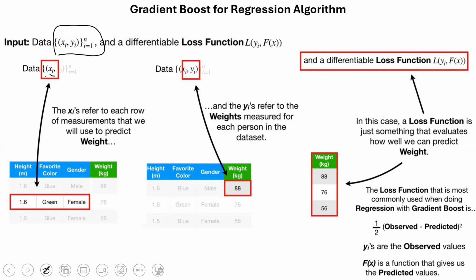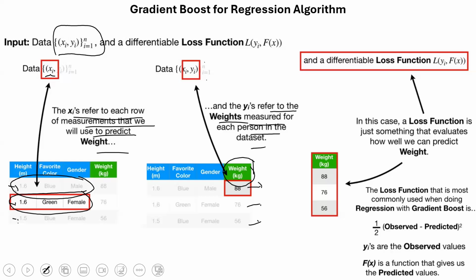What is xi? xi is a vector of the sample: x1, x2, x3. xi refers to each row of measurements that we will use to predict the weight. And what is yi? yi is the weights, the label or the predicted value. So this is y1, y2, y3, for i equal to 1 to n. yi refers to the weight measurement for each person in the data set. That is what the data xi, yi, i equal to 1 to n means.